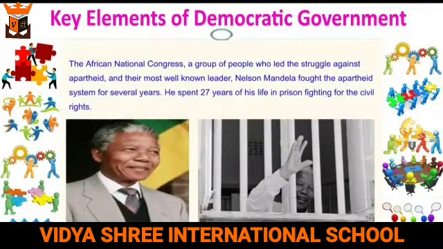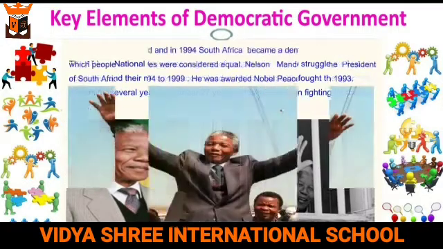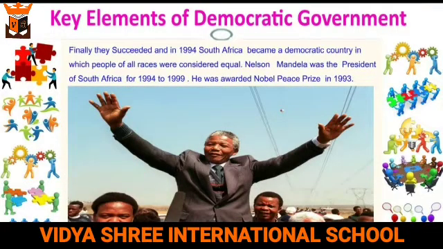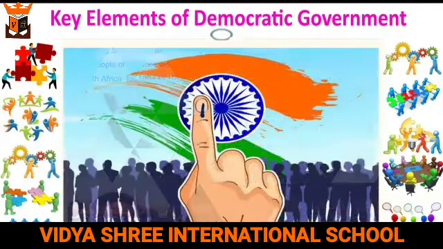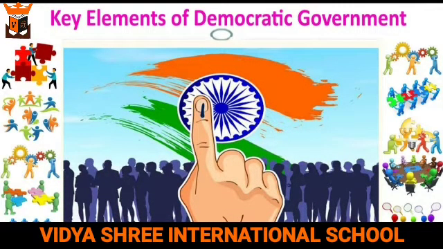The African National Congress, a group of people who led the struggle against apartheid, and their most well-known leader, Nelson Mandela, fought the apartheid system for several years. Finally, they succeeded, and in 1994, South Africa became a democratic country in which people of all races were considered equal. Let us now try to understand what a democratic government means to all of us.